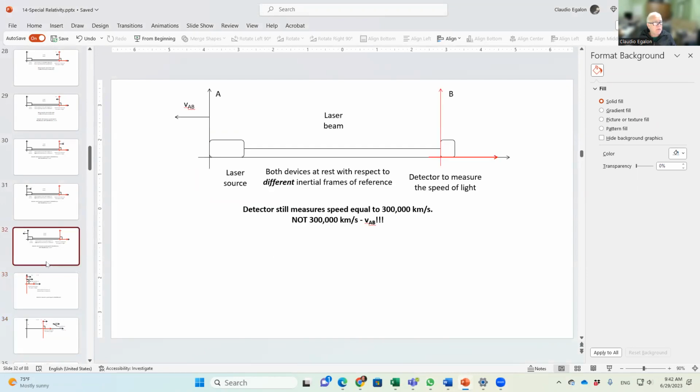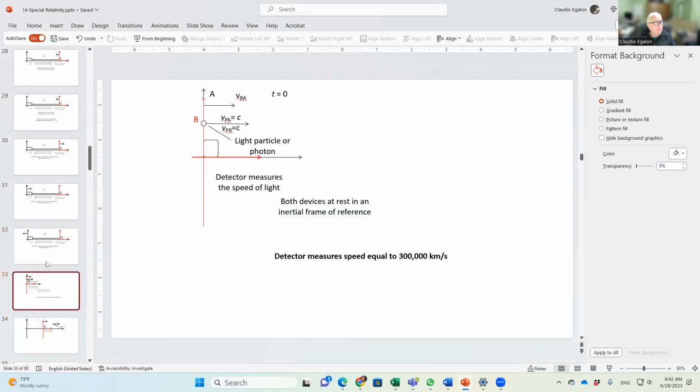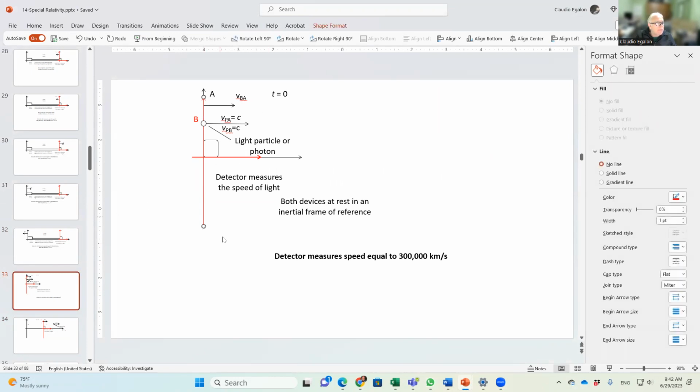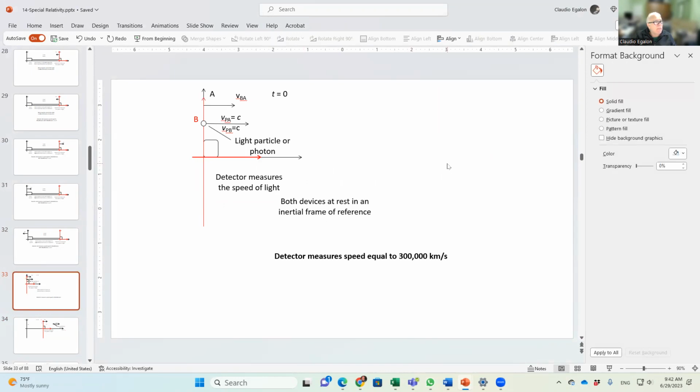Okay, that's another illustration of the same thing, right? So here you go. Here we have referentials A and B. They're coinciding with each other. Referential B is the red one. Referential A is the black one.